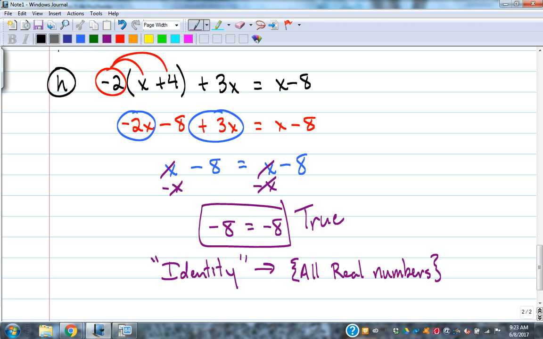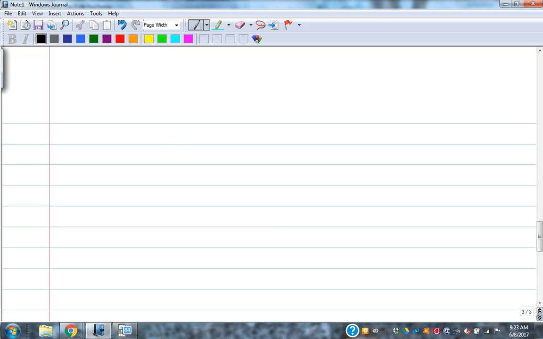All right, let's look at another one. We can get something else going on here. 3 parentheses 3x minus 1 is equal to 9x plus 7. What's the first step on this problem?